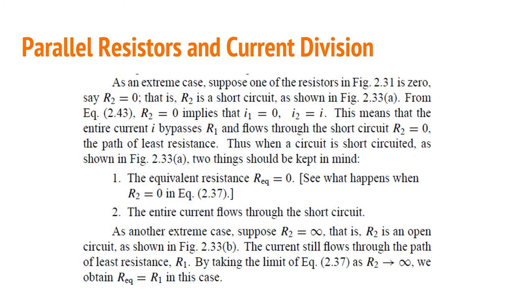As an extreme case, suppose one of the resistors in figure 2.31 is 0, say R sub 2 equal to 0. This explains the earlier figure. So, you just read it.